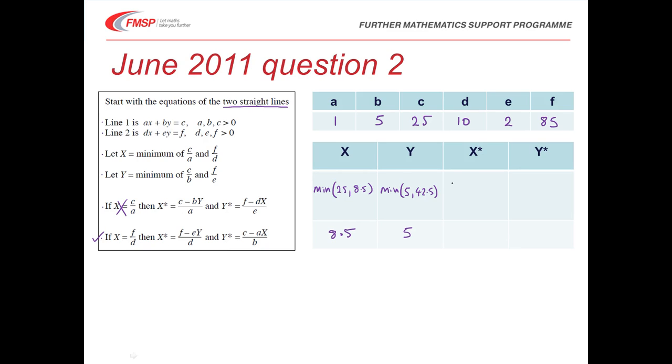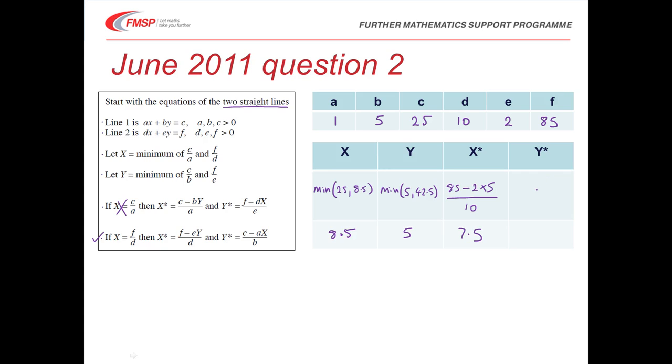Then x star, I'm going to work that out in the box here, is f, that's 85, minus e times y, 2 times 5, divided by d, and d is 10. 85 take 10, that's 75 over 10, 7.5. And on to y star.